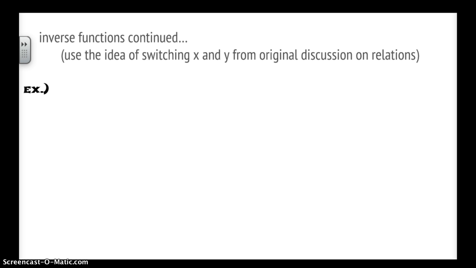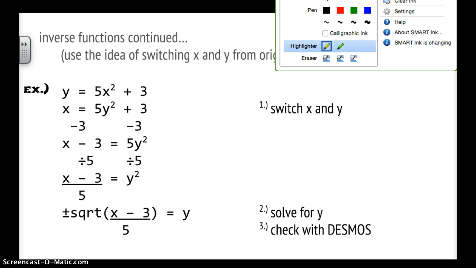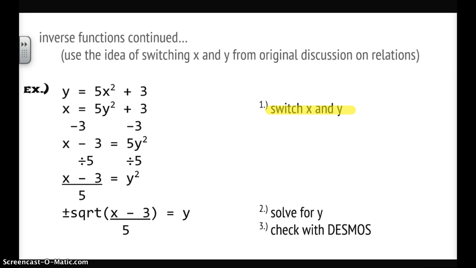I'm going to show you the whole example, and then we'll go back and talk about bits and pieces. We started with this function. This is the original. Y equals 5x squared plus 3. Then, what we did here, I'm going to highlight it so you can see it. We switched x and y. X and y got switched. We just switched them around. That's how we made the switch.